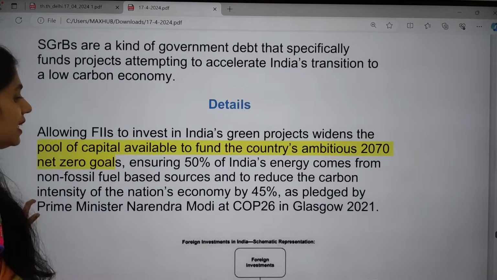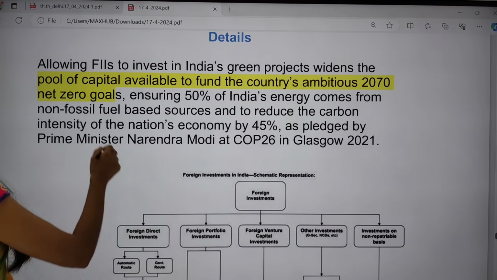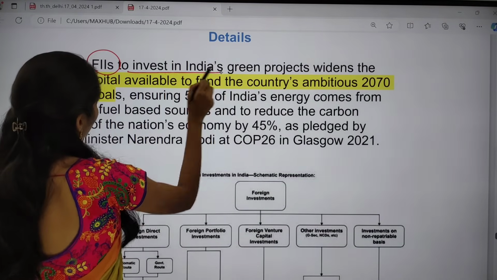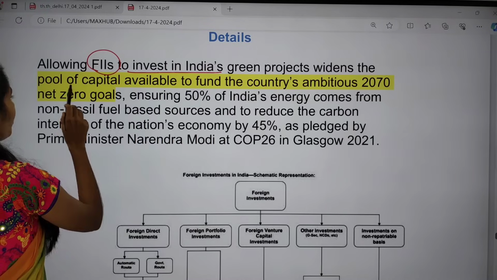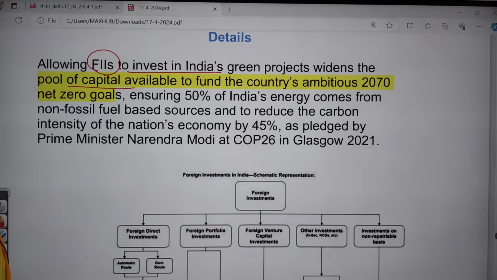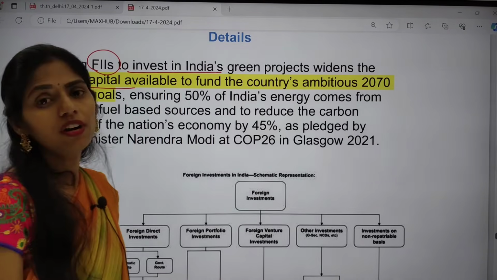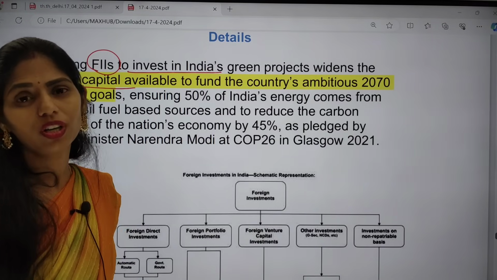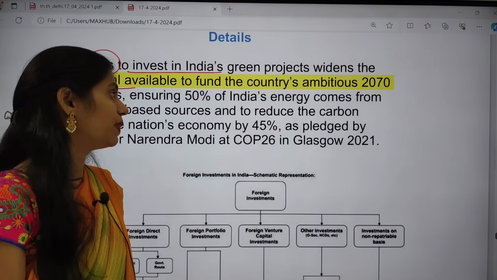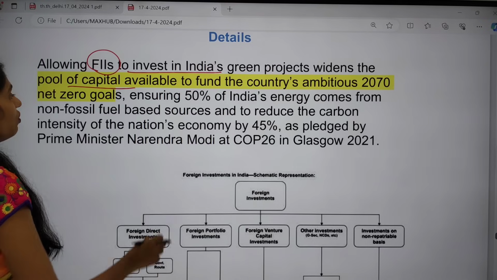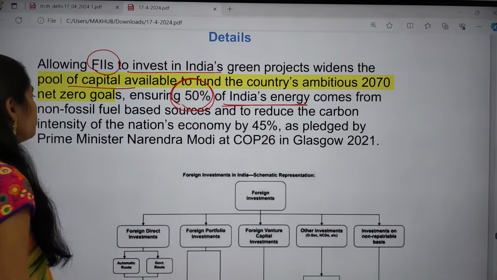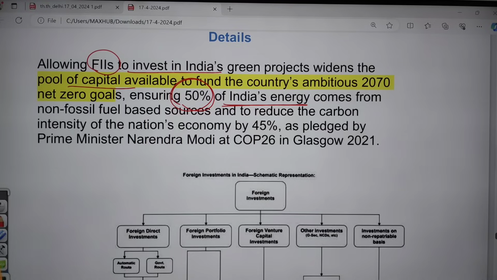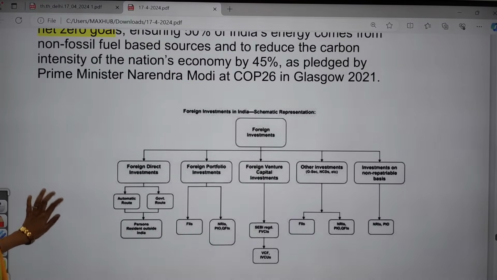If you see the details, it says that allowing FIIs to invest in India's green projects is widening the pool of capital available to fund the country's ambitious project of becoming carbon zero, or zero emissions, by 2070. And we are also focusing on ensuring 50% of India's energy comes from non-fossil fuels. That is the main thing said, and here you have to see these foreign investments.